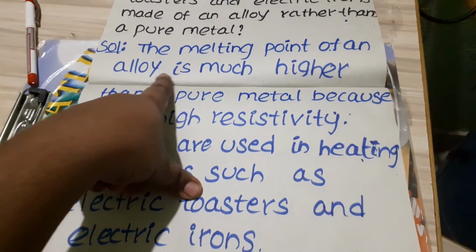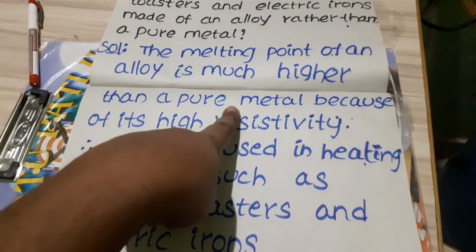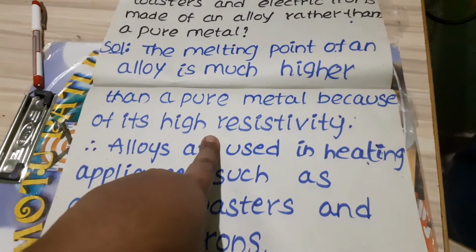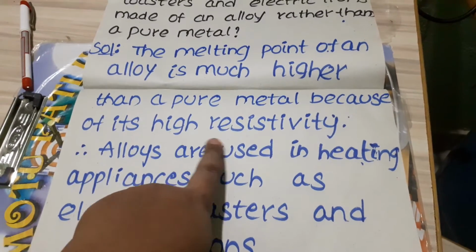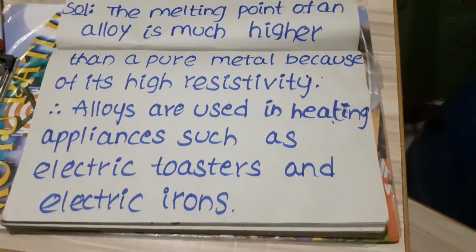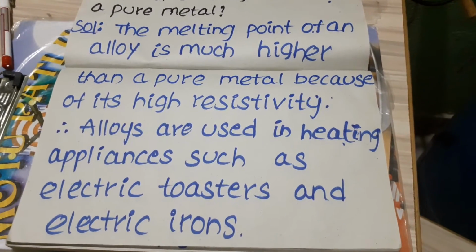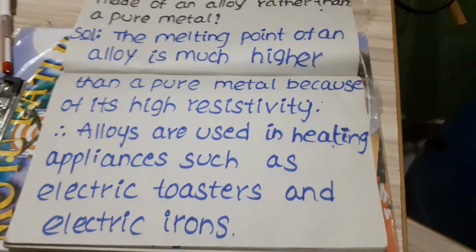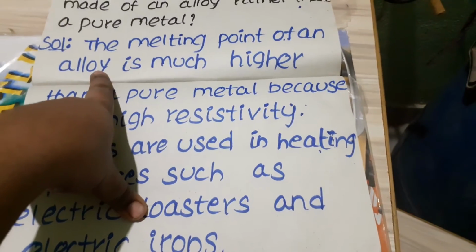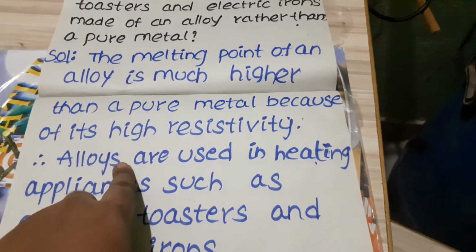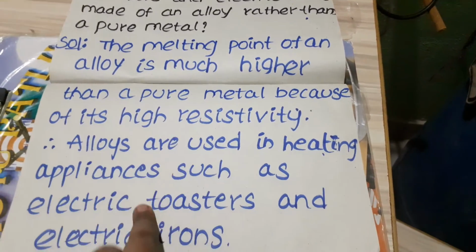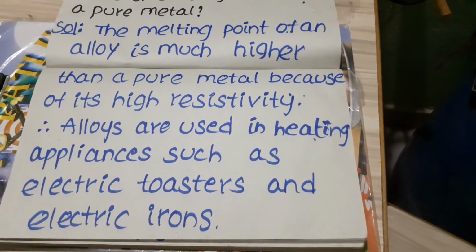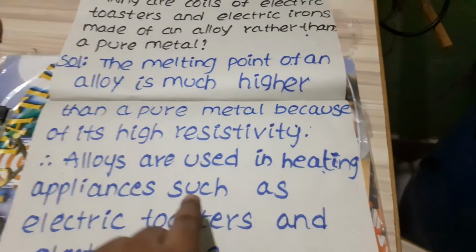The melting point of an alloy is much higher than that of a pure metal because of its high resistivity. So the melting point depends on the resistivity. Alloys are used in heating appliances such as electrical toasters and electrical irons. The melting point increases in alloys depending upon the resistivity. Those alloys are used as the electrical components in heating appliances.